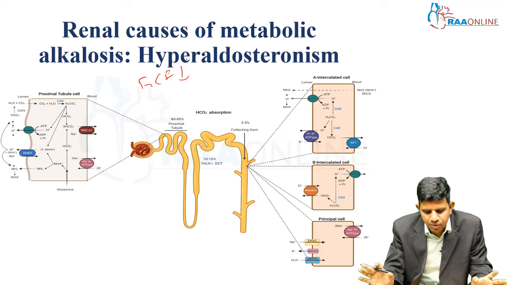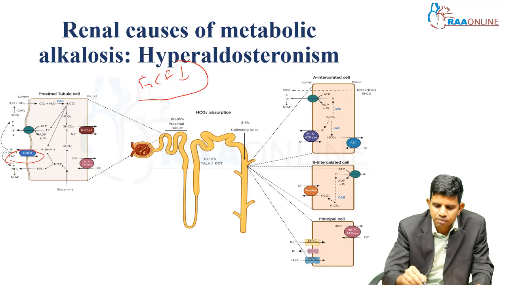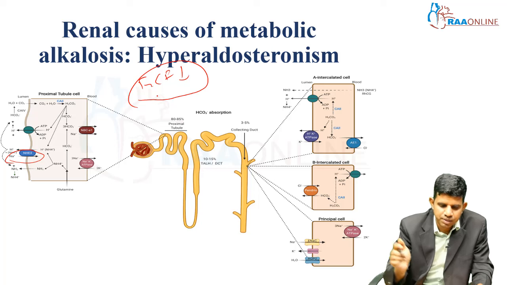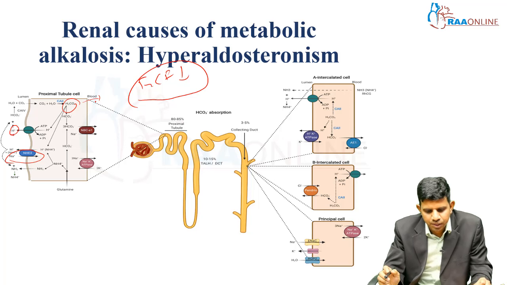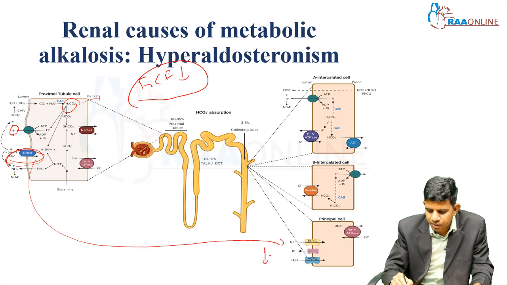Okay, this is simple. In the proximal tubule, what will happen? The body will absorb more sodium because the body wants to retain it, since my extracellular volume is low, I am hypovolemic. More sodium is absorbed. Each molecule of sodium absorption will cause one hydrogen ion secretion, and one bicarbonate is added to the blood. But if I absorb more sodium here, the distal delivery of sodium will be low.